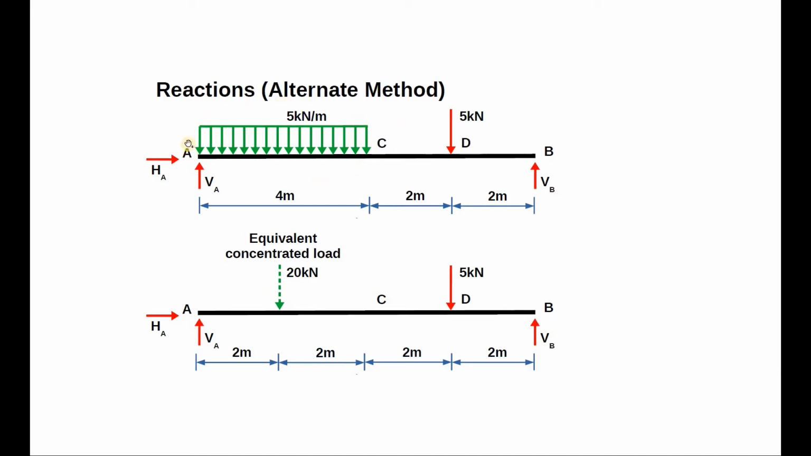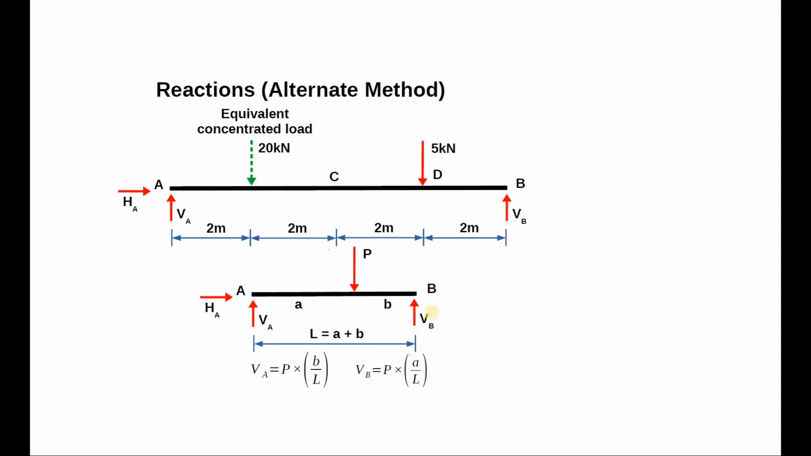We need to convert this distributed load to its equivalent concentrated load, which can be easily done by multiplying the intensity of the uniformly distributed load with the span on which it is acting. In our case, we'll be getting 5 multiplied by 4 is 20 kilonewtons. And after converting to its equivalent concentrated load, it should be placed exactly at the CG of the uniformly distributed load. As the length of the uniformly distributed load is 4 meters, the CG is exactly at midpoint, which comes out to be 2 meters. Hence, we have placed the 20 kilonewton load at 2 meters from support A.